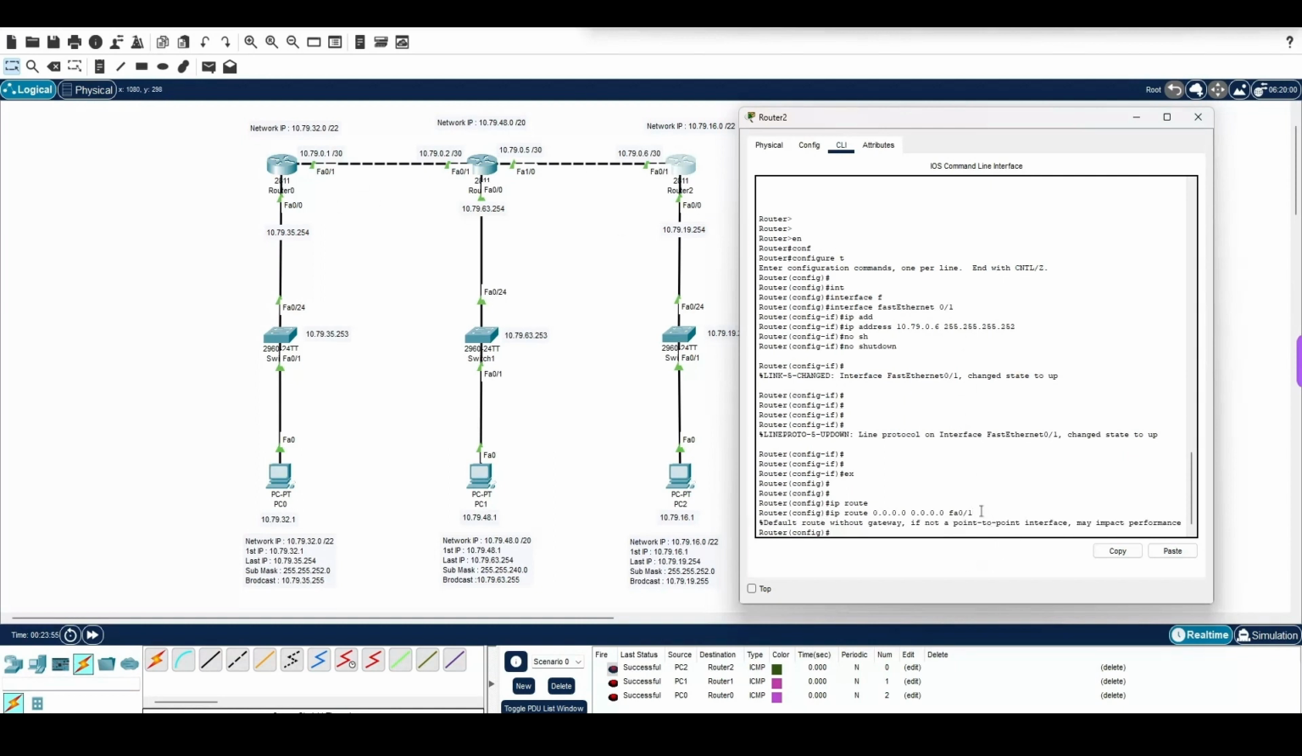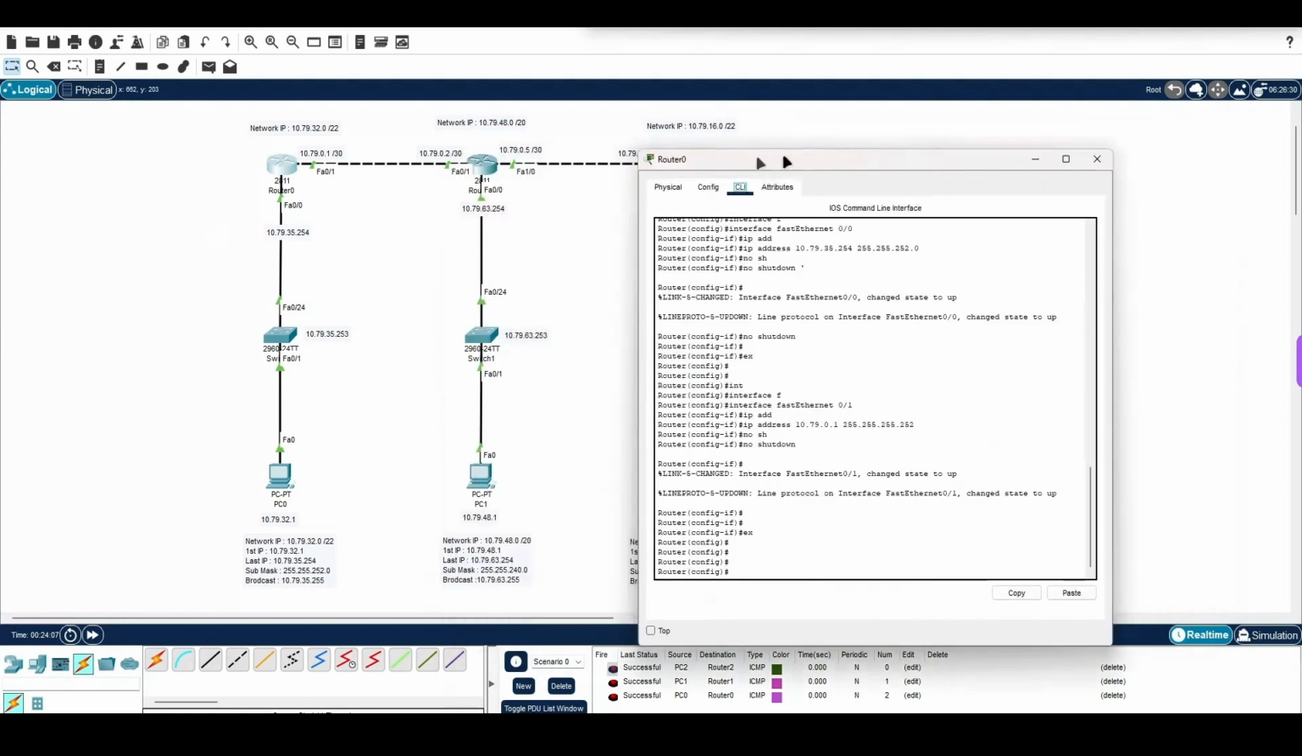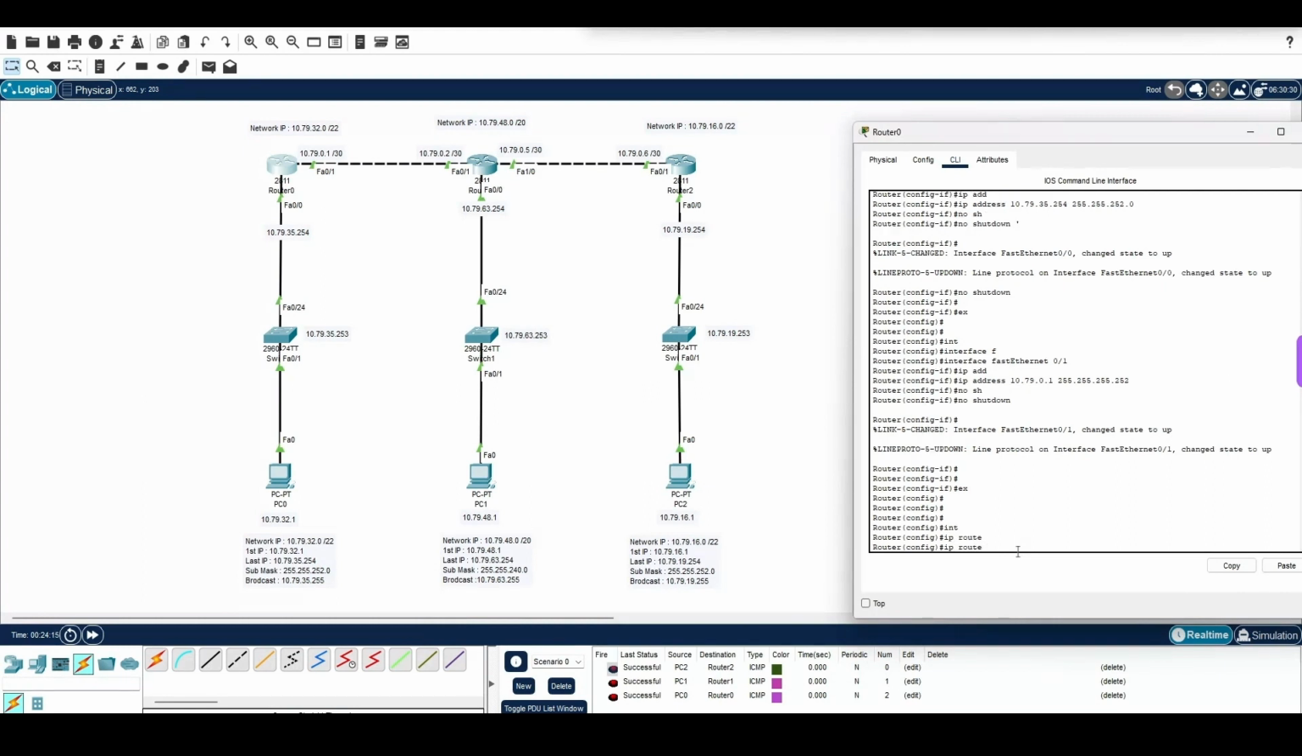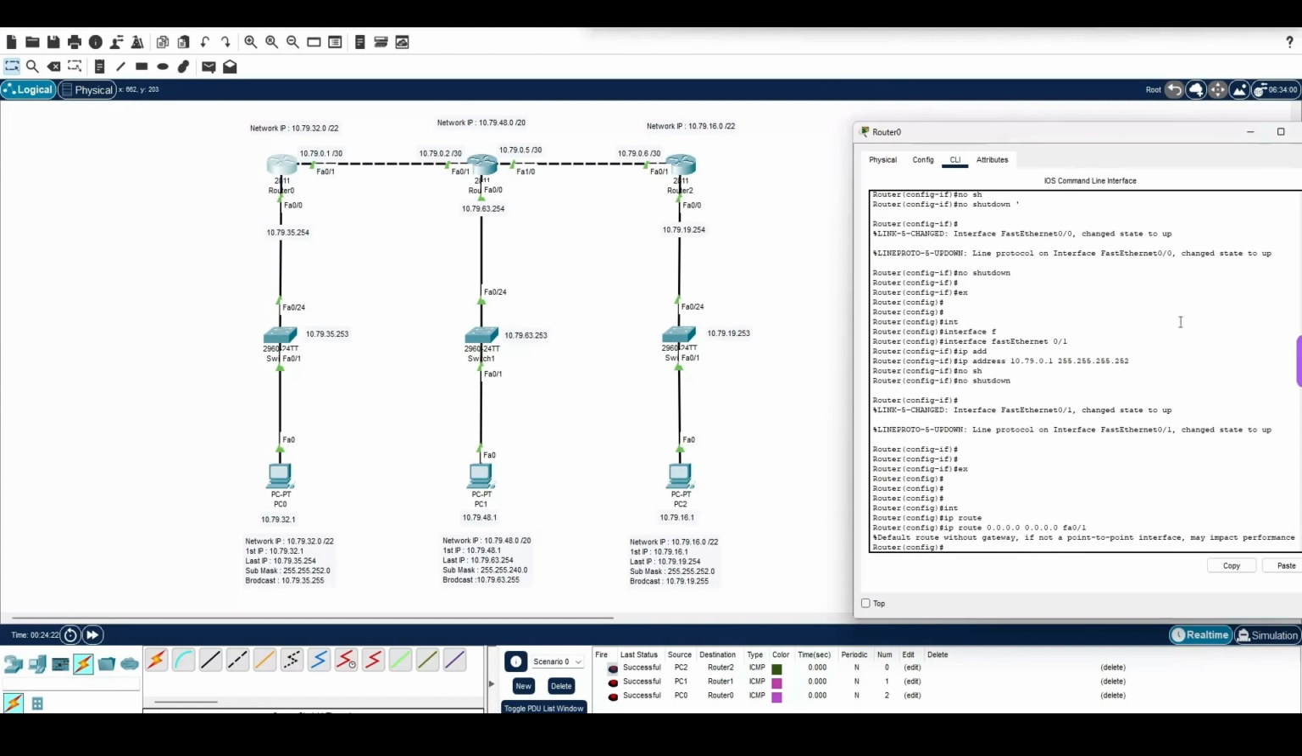And there is another way to do this command. I will show you how to do it, but for now, you can go ahead and copy this command. Same command that we did on the other side, because they are both using FA0/1 to go out.